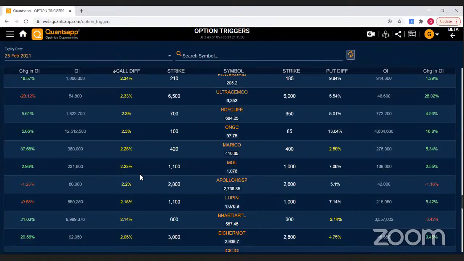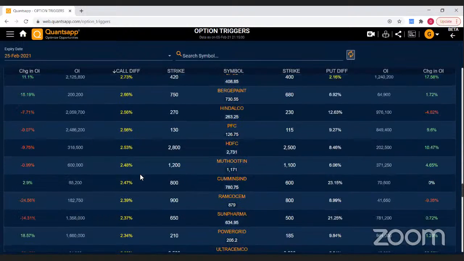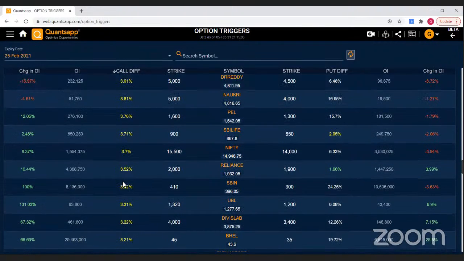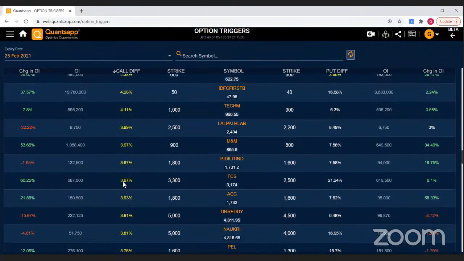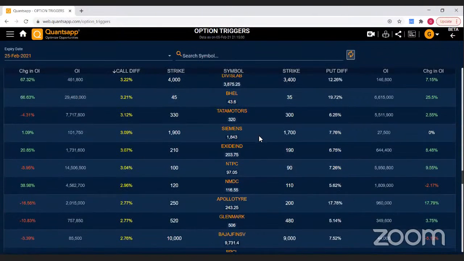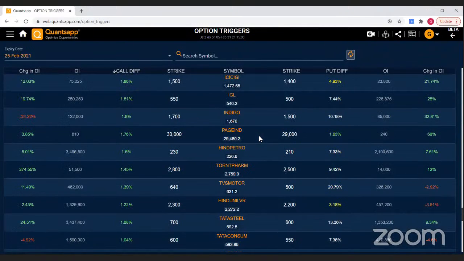If you see any stock in white, that means the highest call or the highest put is on the very far side from the future price. So this is how you can see where the highest call is, where the highest put is, and the difference.